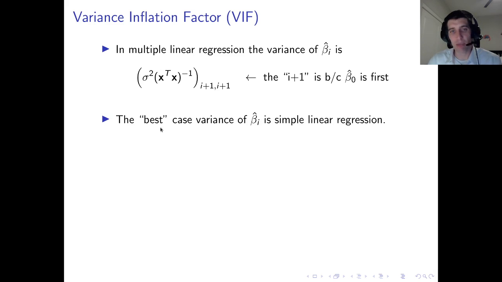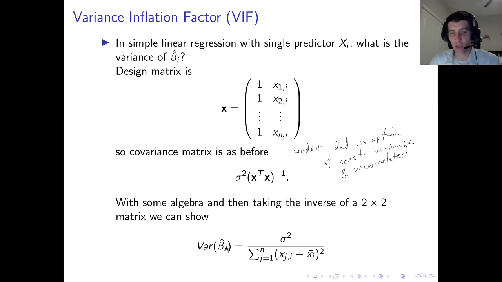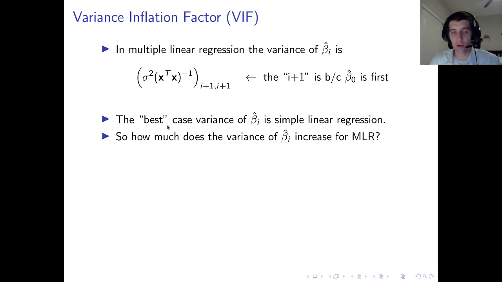It turns out that the best case for the variance of beta hat, i.e. we want the lowest possible variance, low variance is good in an estimator, is simple linear regression. So simple linear regression gives us the lowest variance possible in beta hat, and so what VIF, the variance inflation factor, tries to answer is how much does the variance of one of the coefficients of our least squares estimator increase for multiple linear regression.